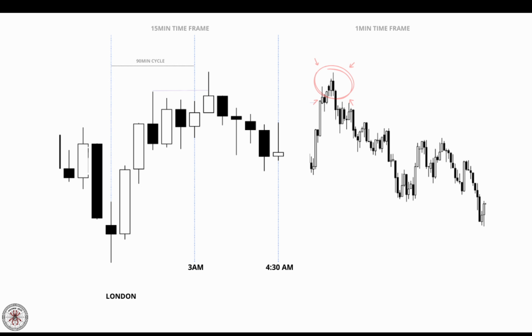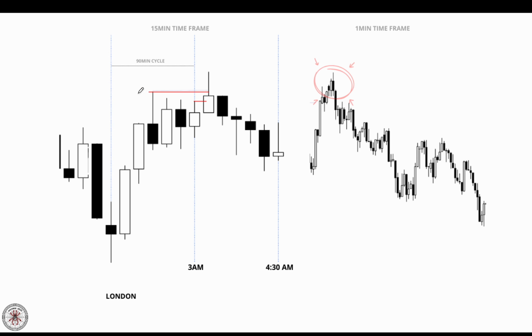15-minute time frame, 1-minute time frame, same example. So that was London actually, not New York, 3 a.m. to 4:30. You can see down the lower time frame. Now this is another example on London. Price grabbed the previous 90-minute cycle high and failed to close above it, as you can see. Price opens and goes high. It closed above the previous candle, but you can see there is no shadow, there is no low on this candle, so it starts showing a total manipulation.